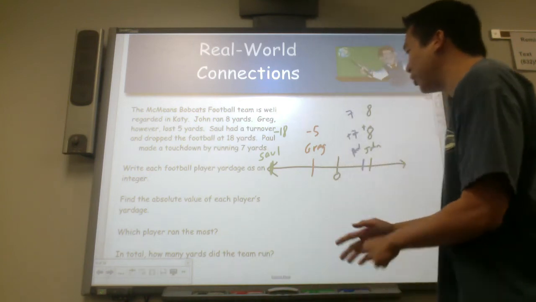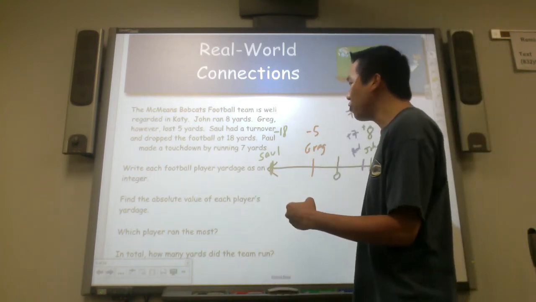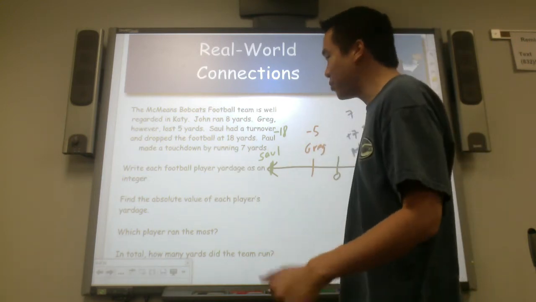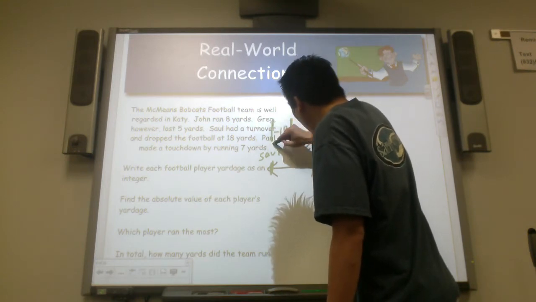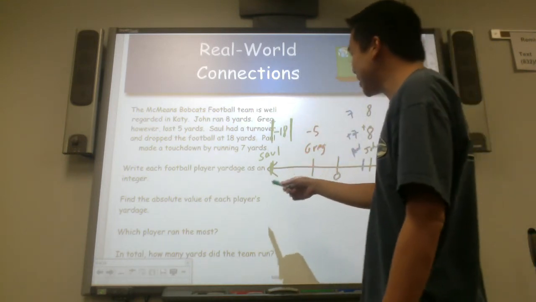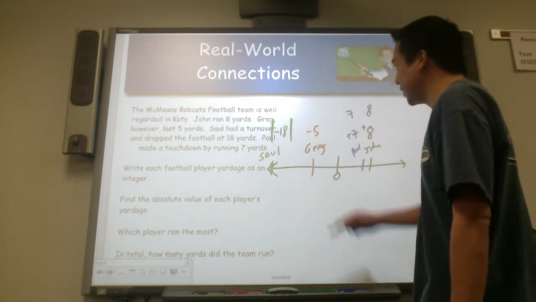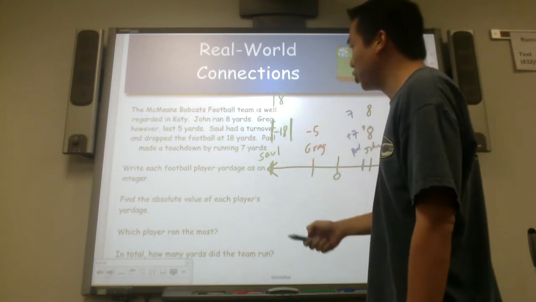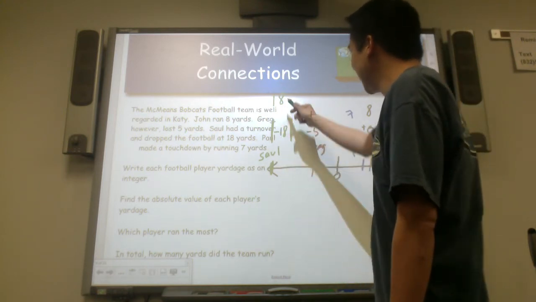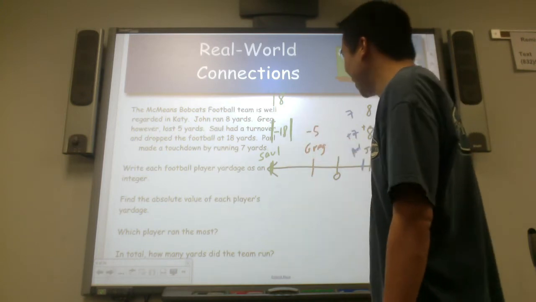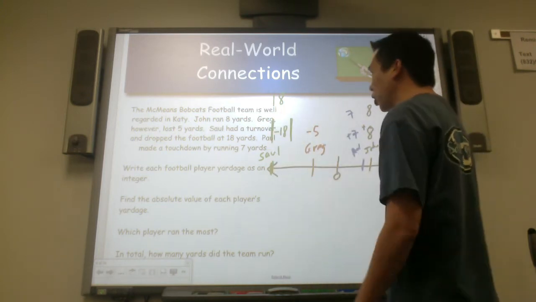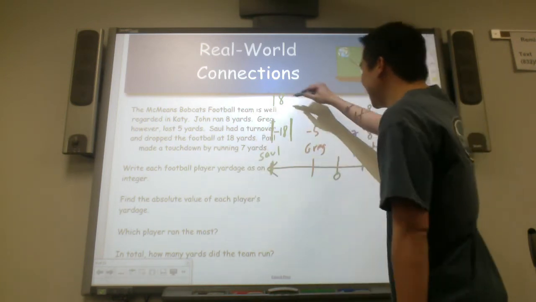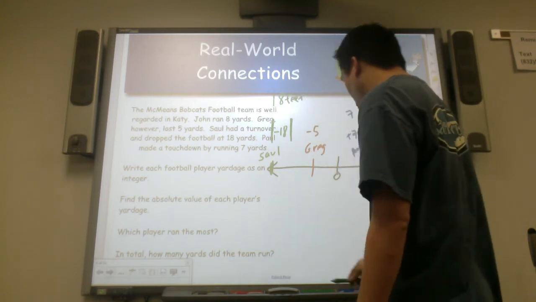Find the absolute value of each player's yardage. Well, absolute value means the distance from 0. Let's start with Saul. To write absolute value, you draw the absolute value bars. How many units from 0 is negative 18? It is 18. The absolute value of negative 18 is 18. That's 18 units from 0. Or you can say the distance. What's the distance, Saul, from 0? 18 feet.